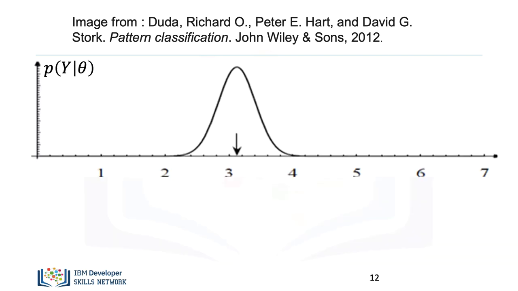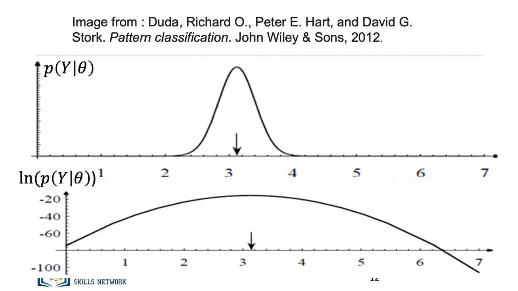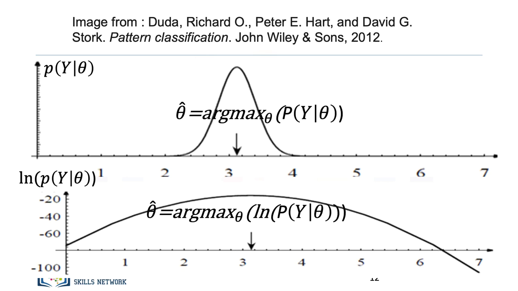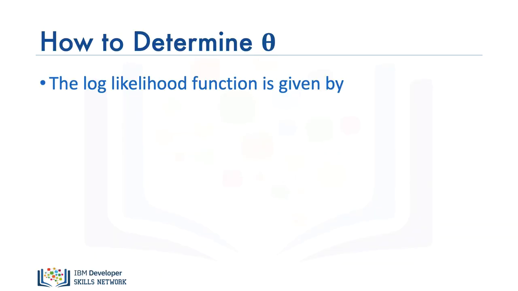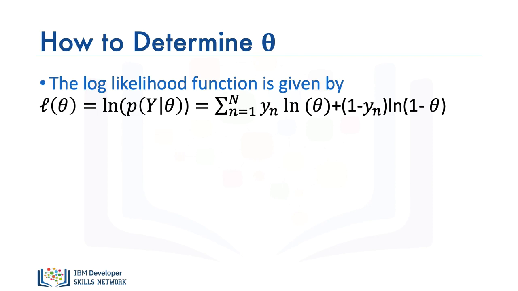It is usually difficult to maximize the likelihood function. The log of the likelihood function is much simpler to deal with. As the log function is monotonically increasing, the location of the maximum value of the parameter remains in the same position. The expression for the log of the likelihood function is given by We can use this equation to obtain the value of theta that maximizes the likelihood.